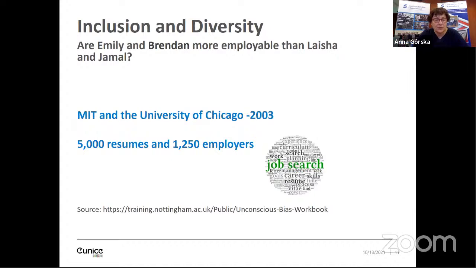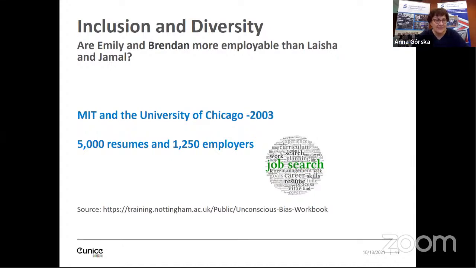So what they did in 2003 is this. They sent 5,000 resumes to 1,250 employers. But before they did this, they had interviewed those employers. And all of them said that they were really aggressively seeking diversity in their companies. Okay? But the results of this study were shocking for all people, because the resumes were different in one aspect.